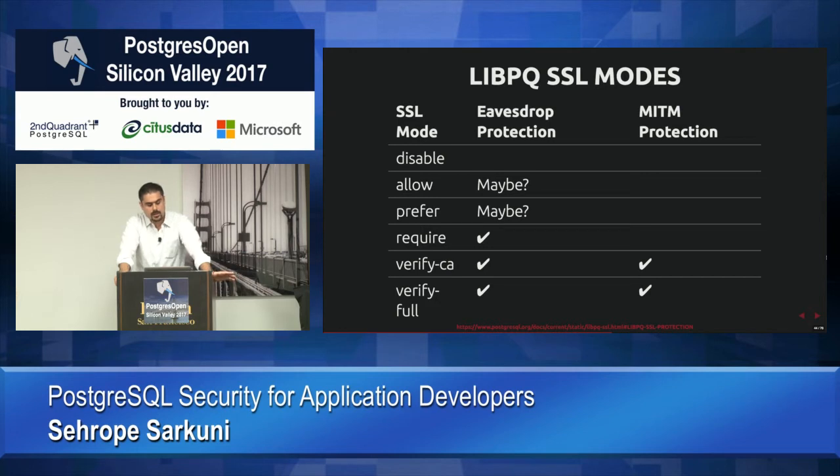The other two options, verify CA and verify full, have that verification. So they actually check to make sure, is this the actual database I'm trying to connect to? Is the server who it says it is? Things like that. So those ones actually do provide man-in-the-middle protection. Now, this is how the modes are defined. If you actually go into the documentation, most of this page is actually copied from the Postgres docs.